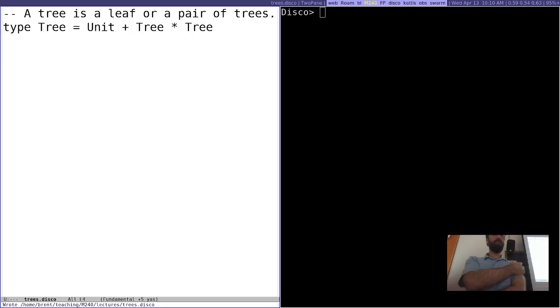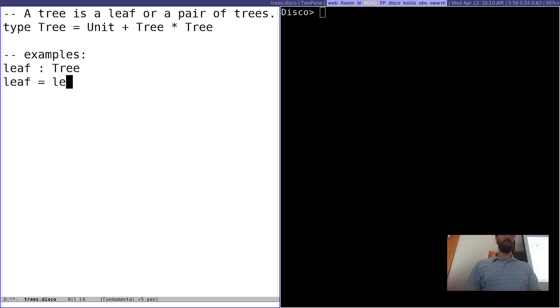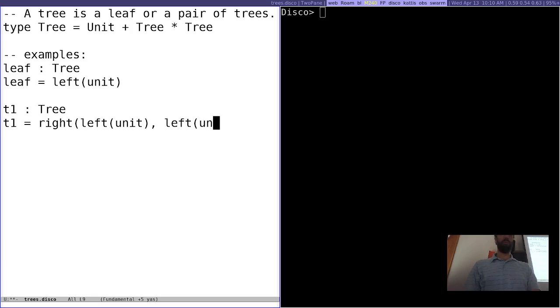I think last time I had some pictures, but for example, I can have a leaf, which is just left unit. Here's another tree, which is a pair of trees, but maybe the left one is going to be left unit, and the right one is going to be, well, maybe they're both right. So this is the simplest tree that's not just a leaf. It just has two subtrees, but they're both leaves.